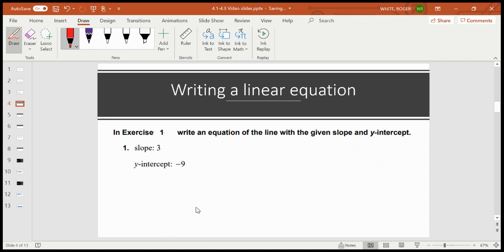Okay. All right, next, let's go through some examples. So in this example, we're going to write an equation given the slope and the y-intercept. Unless it tells you otherwise, typically when it says write an equation, you're going to write it in y equals mx plus b. All right, so our slope is 3, and our y-intercept is minus 9. And so we would have y equals 3x minus 9.